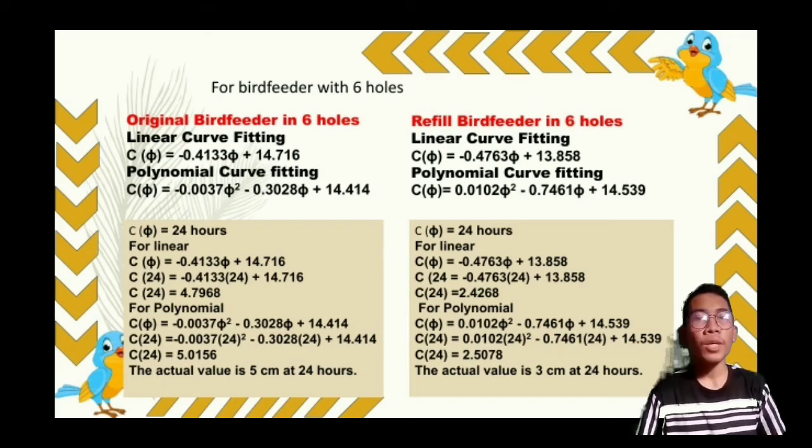0.74615 phi plus 14.539, wherein the value of phi is equal to 24 hours. And then by substitution, we have C sub 24 is equal to 0.0102 times 24 squared minus 0.7461 times 24 plus 14.539, having the result of C sub 24 is equal to 2.5078. So meaning, the actual value of the refilled bird feeder is 3 cm at 24 hours.